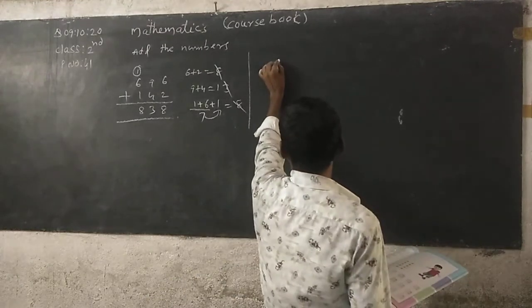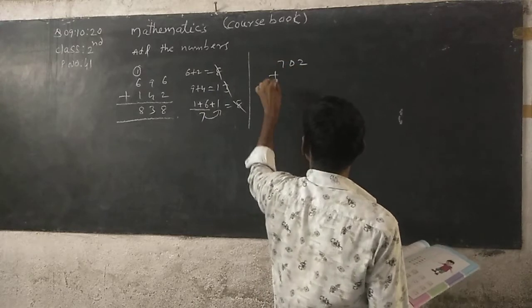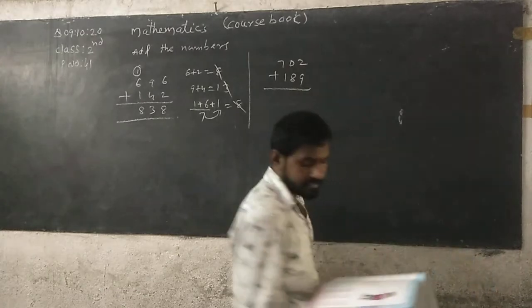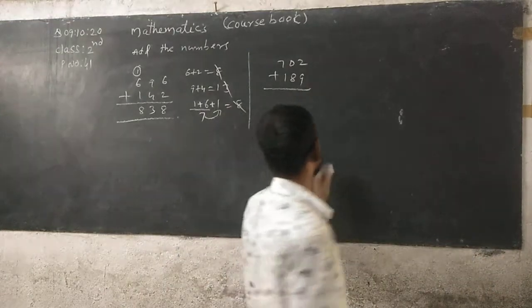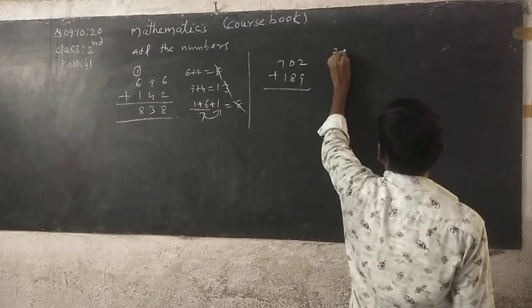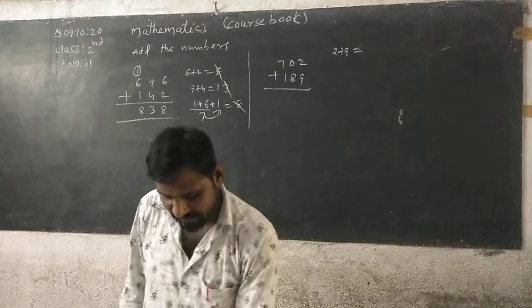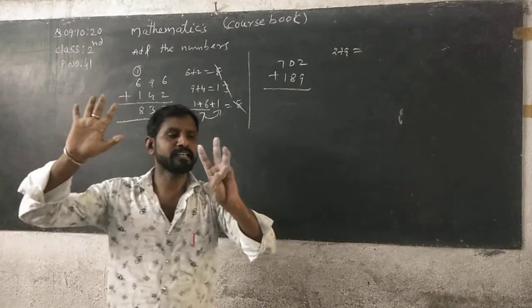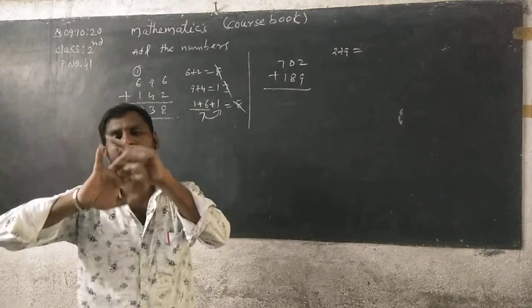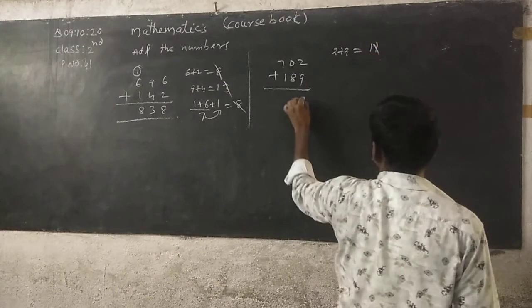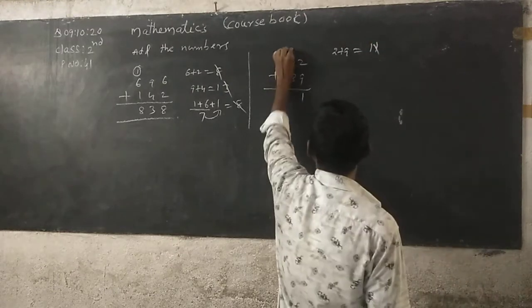Next, 702 plus 189. First we add the digits in ones place. 2 plus 9. Keep 2 in your mind. You have to take 9 fingers in your hand. 2 after you can count 3, 4, 5, 6, 7, 8, 9, 10, 11. In it, 1 is taking, write down under ones place, 1 is carrying in tens place.